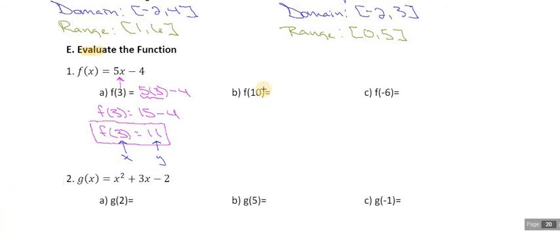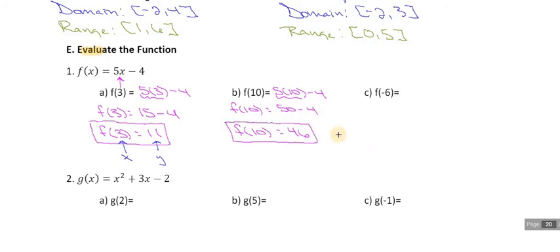Next up, we want to find f of 10, so we're going to plug 10 in for x. So we have 5 times 10 minus 4. So f of 10 equals 5 times 10 gives us 50. Drag down the -4, so f of 10 equals 46. So when x is 10, the y value or the function value is 46.